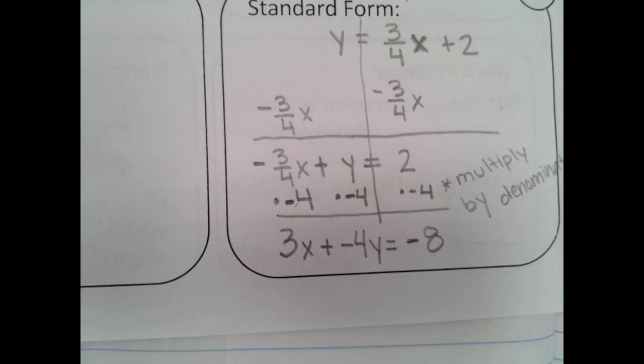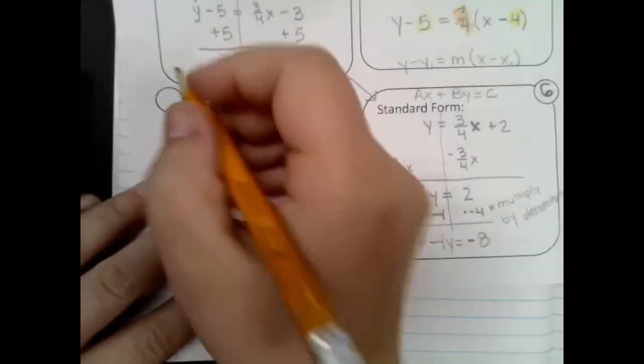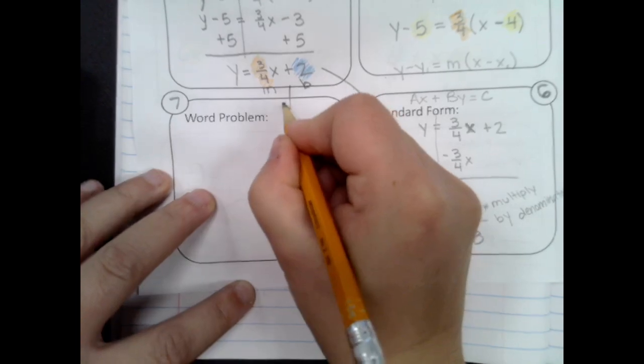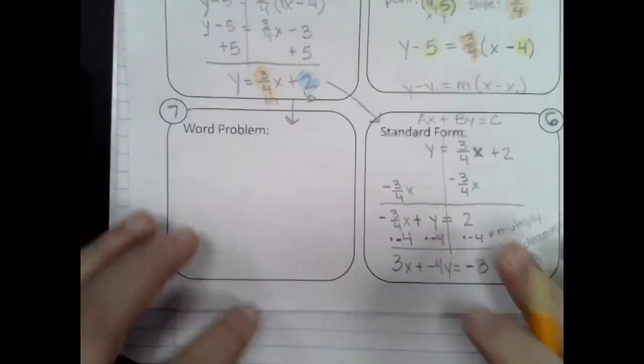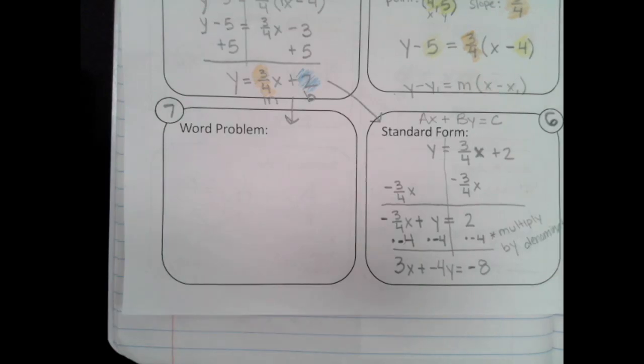All right, how are we doing? Hanging in there? Okay, last one for this one is number 7, our word problem. For this word problem, let's start at our slope-intercept form. It just kind of helps you if you want to organize where we started and then where we went. You didn't have to, but it might help you organize your thoughts.